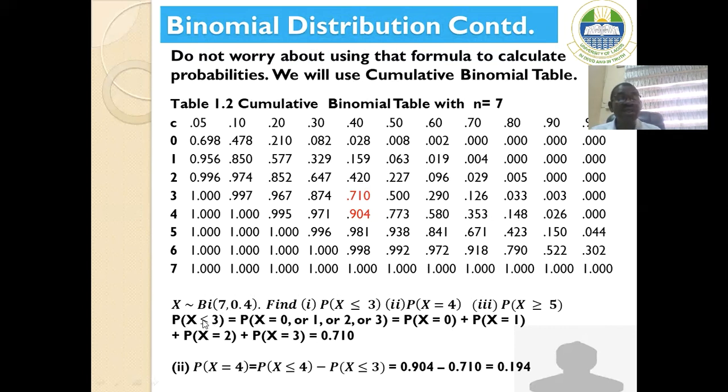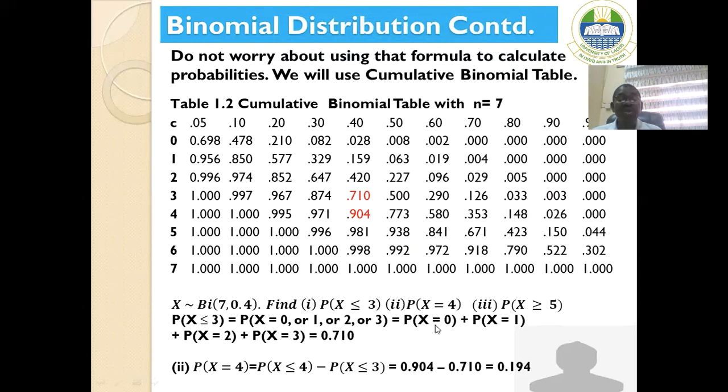The probability that x is less or equal to 3 is the probability that x is 0 or 1 or 2 or 3. Since this has given us the cumulative probability, to solve the problem, probability that x is less or equal to 3, what we do is just pick this as the answer.